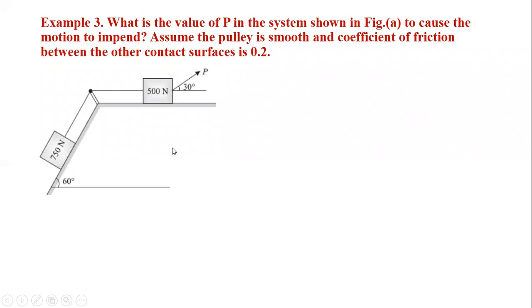Now let us see how to solve this problem and find this P. Here we have to draw separate free body diagrams of the 750 Newton block and the 500 Newton block. Let us consider the 750 Newton block first. The self weight of the block passes through the CG of that block, as shown here. The weight of the block is 750 Newton, and it makes an angle of 60 degrees with the horizontal.